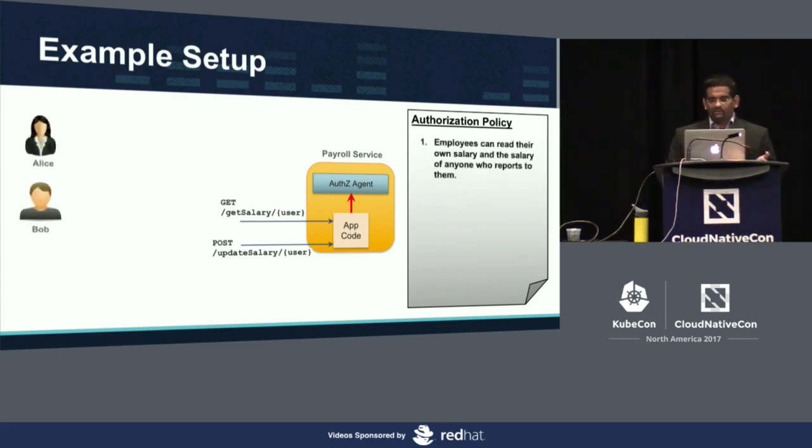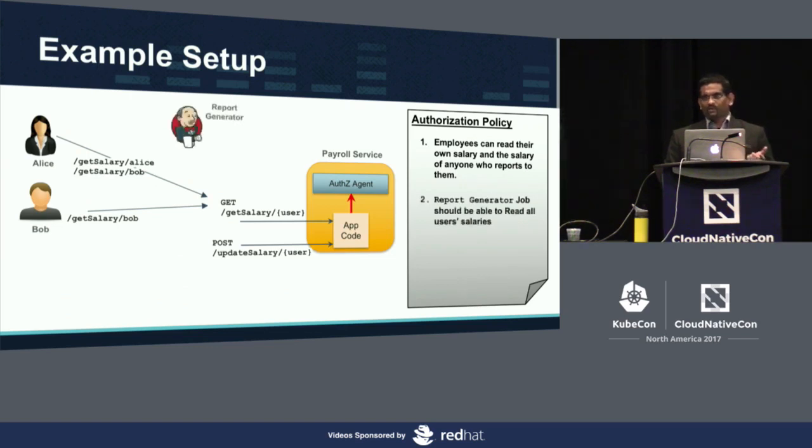Employees can read their own salaries and the salaries of anybody who reports to them. So in this case, let's say Bob reports to Alice. Now, when Bob reports to Alice, Bob is able to get his own salary, but Alice is able to get her own salary and then Bob's salary too. This is what you want to achieve.